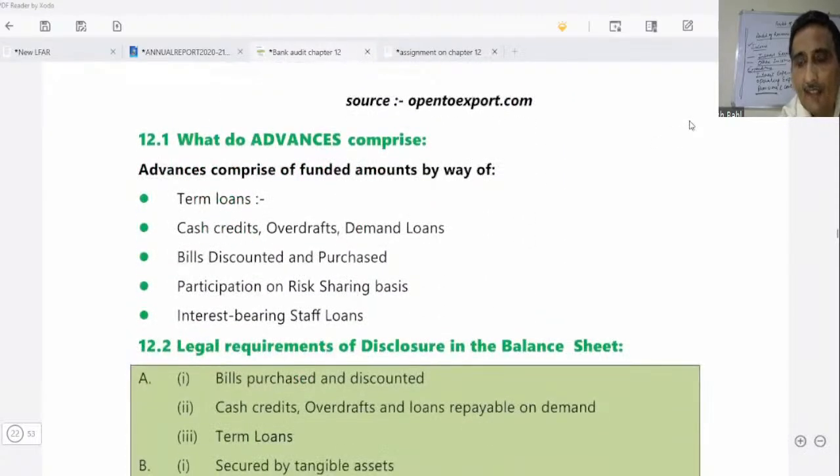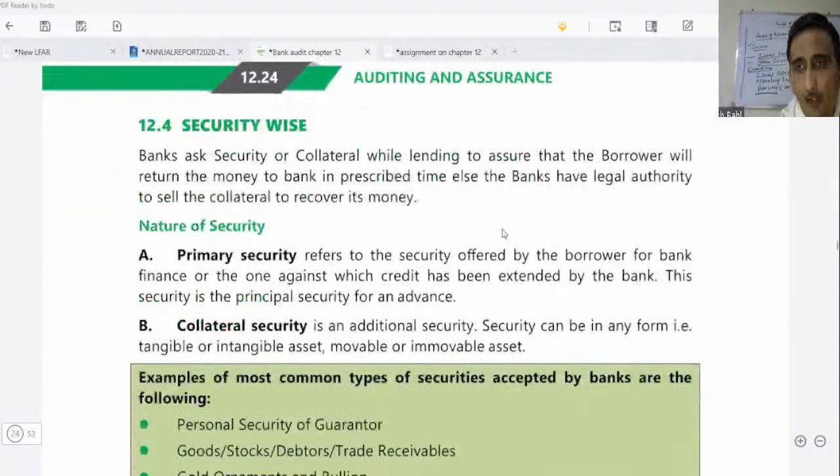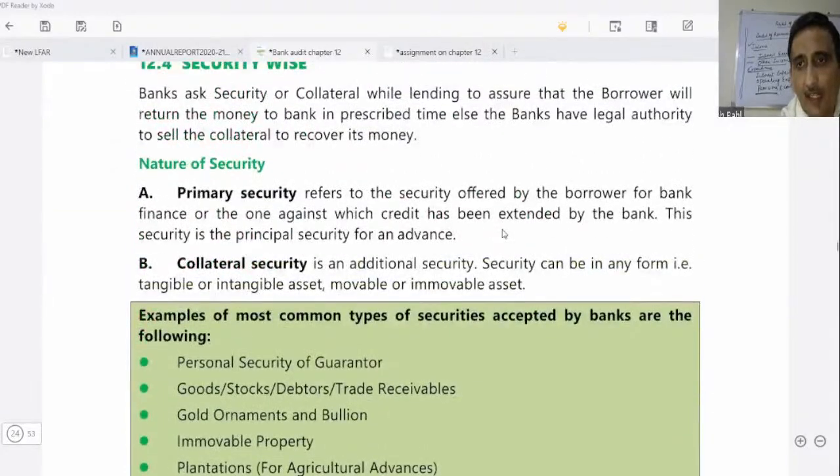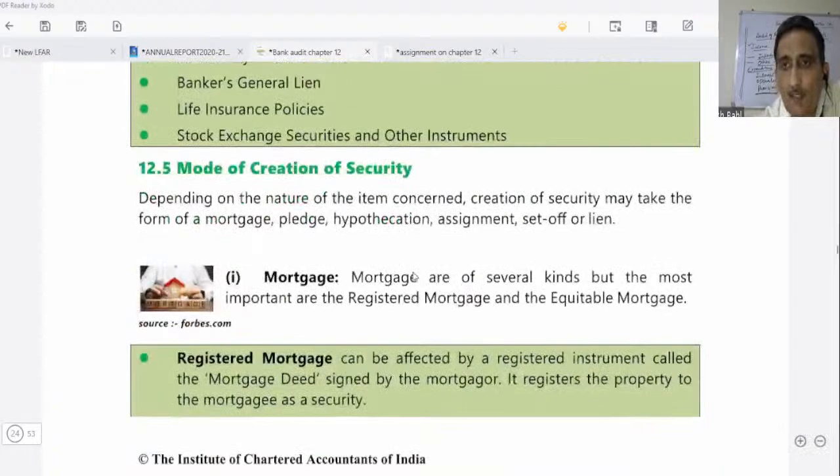And what do advances comprise? Term loans, cash credit, bills discounted, interest bearing staff loans. And this is relating to classification and nature of security: primary security, collateral security. We have already discussed primary security, collateral security, mode of creation of security. This we have discussed today.